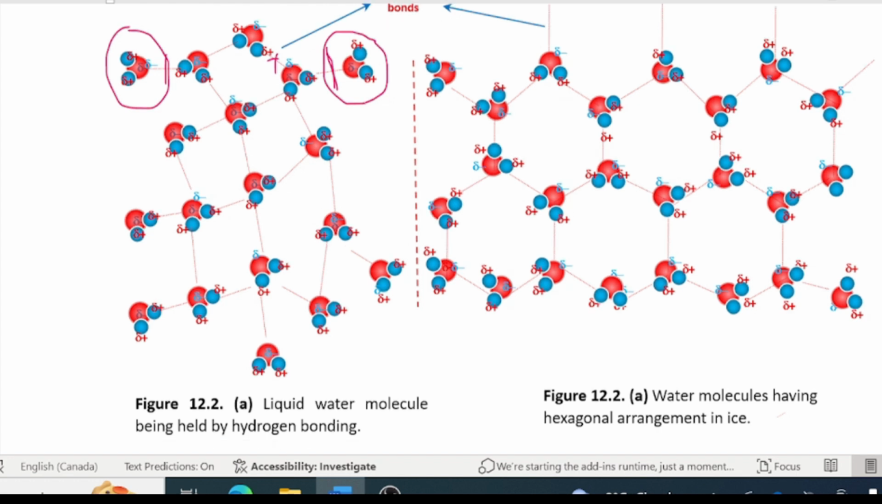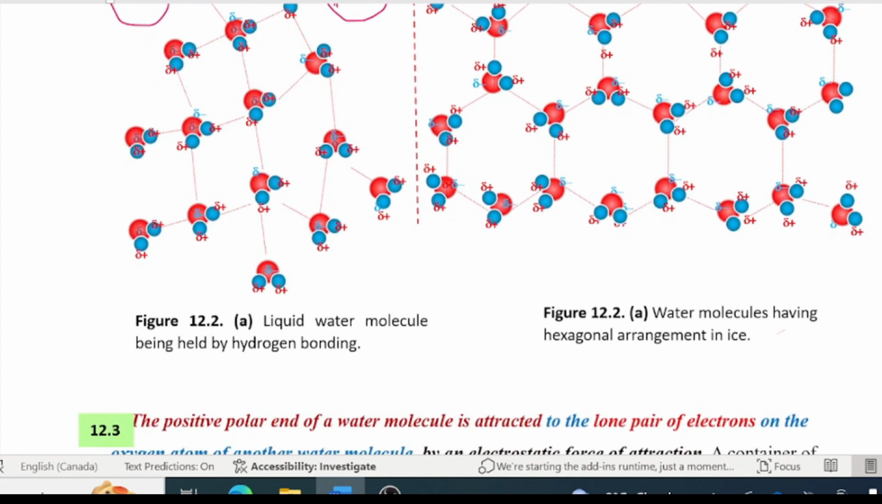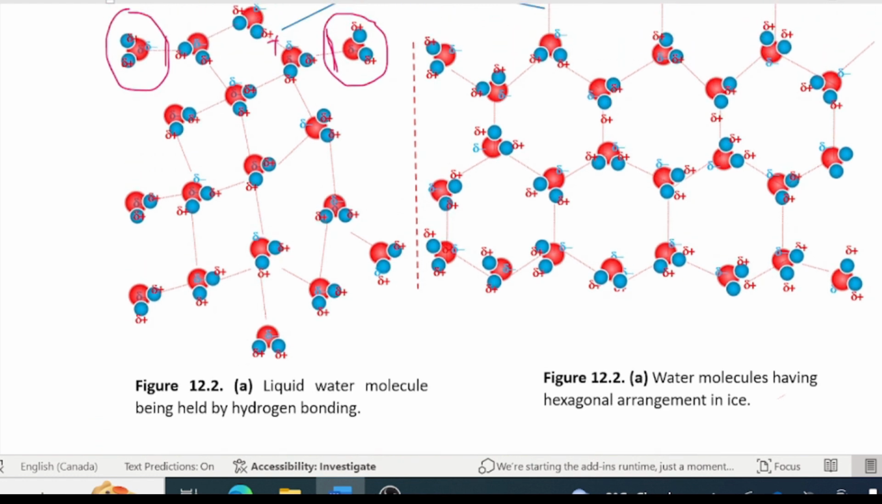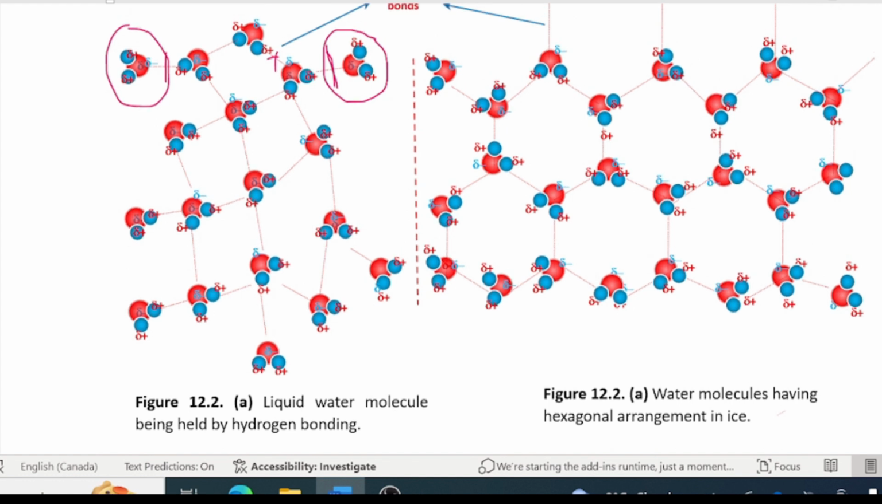Now, you can see the water molecules here are arranged in a regular hexagonal arrangement. And this is what happens when you cool water below 0 degrees Celsius. Ice is formed, water freezes. And here you see they're arranged in these regular hexagonal patterns. And of course, they're still held by these hydrogen bonds here.